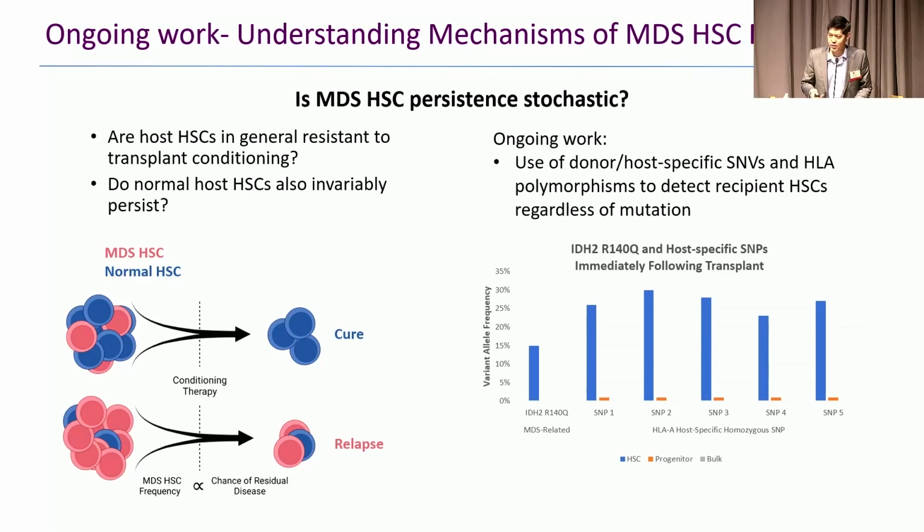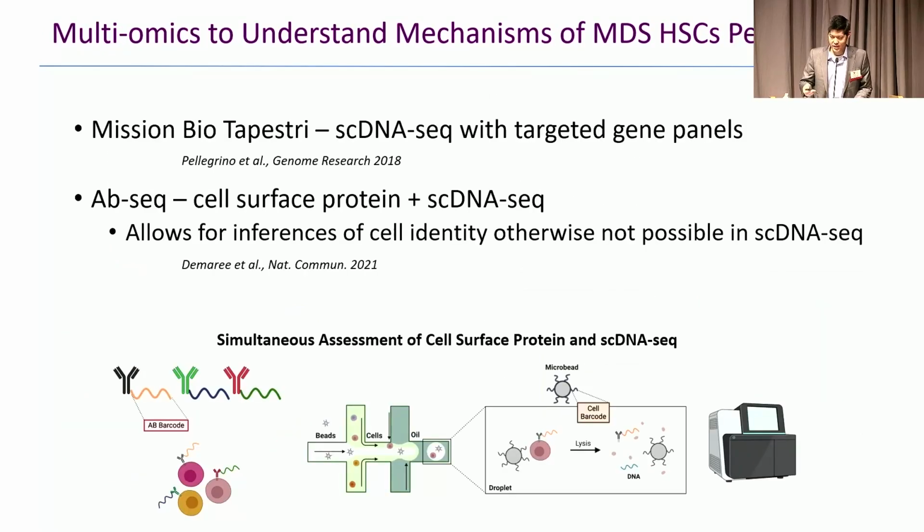And so this is an example of a case where we think almost all the host HSCs that are left over are actually the IDH mutant MDS HSCs. And so it's findings like these that really tell us that MDS HSCs likely have mechanisms that allow them to preferentially persist. And so to better understand this, we're applying, like everyone else, a bunch of multi-omic technologies to this. And so I'll just very briefly review these and show one piece of data to finish up.